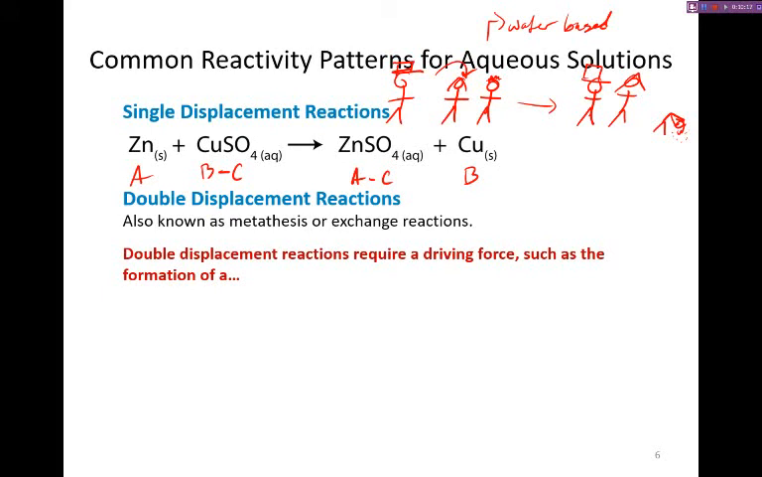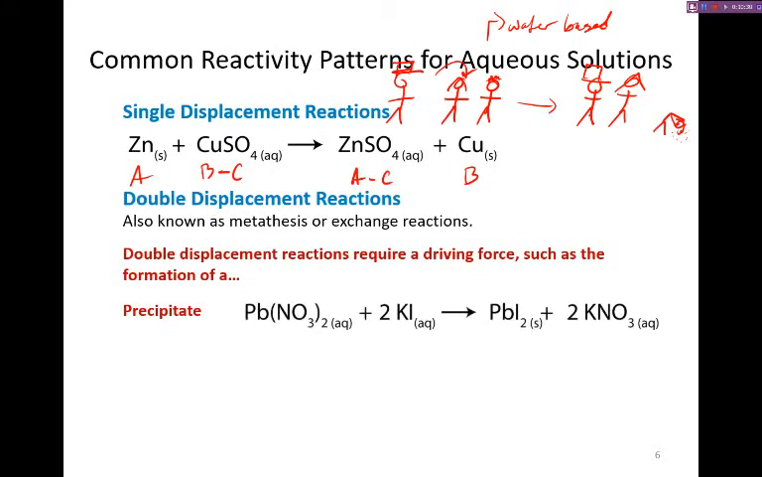A double displacement reaction, it's also known as a metathesis or an exchange reaction, is where we have two sets of partners that swap. And so these have driving forces that we either label as precipitate formation. And again, we have something like A, B, and C, D. And now the A and the D are combined and the B and the C are combined.